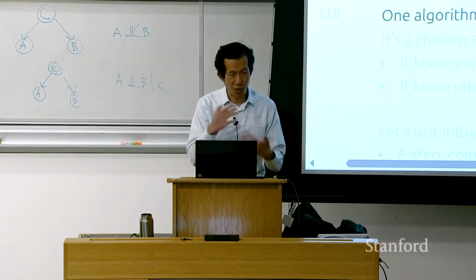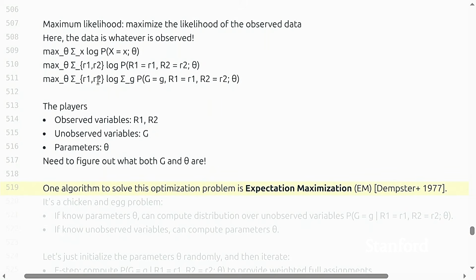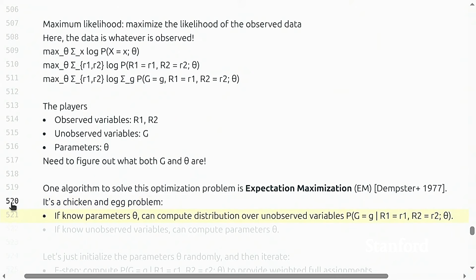I'm not going to formally show this, but you have to trust me on that. It's sort of a chicken and egg problem. If I knew the parameters theta, so I know the probabilities, then I can actually compute the distribution over the unobserved variables, G, given the observed variables and the parameters. And then if I know the unobserved variables, G, then I'm back to the fully observable case, and I can just count and normalize and estimate the parameters.